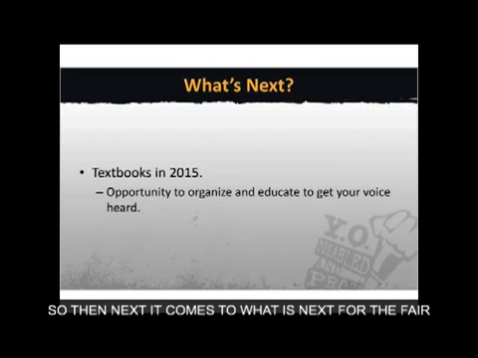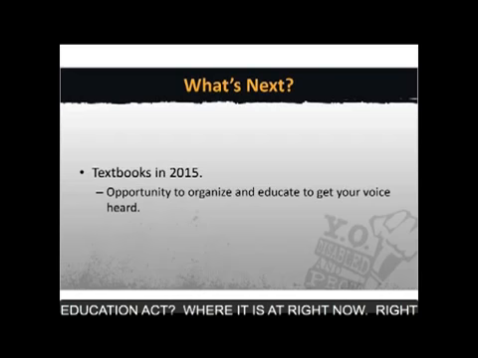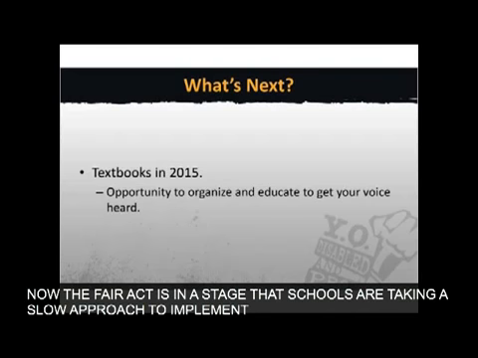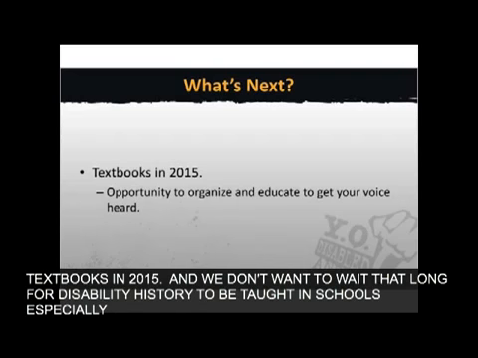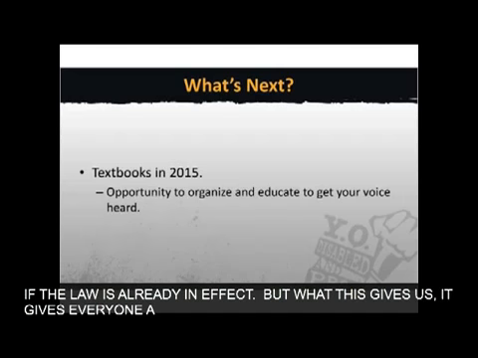So then, next comes what's next for the Fair Education Act. Where is it at right now? Right now, the FAIR Act is at the stage where schools are taking a slow approach to implementing it. The information in school textbooks is not going to change until schools get new textbooks, which won't be until 2015. And we don't really want to wait that long for disability history to be taught in schools, especially if the law is already in effect.